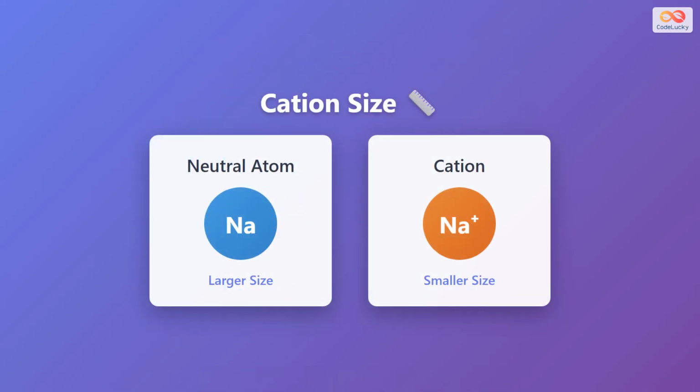Here's something fascinating about cations. They are smaller than their original neutral atoms. Why does this happen? When an atom loses electrons to become a cation, the remaining electrons experience a stronger pull from the nucleus. With fewer electrons to share the attractive force of the protons, each electron is drawn closer to the nucleus. This increased attraction causes the electron cloud to shrink, making the cation smaller in size compared to the neutral atom it came from.